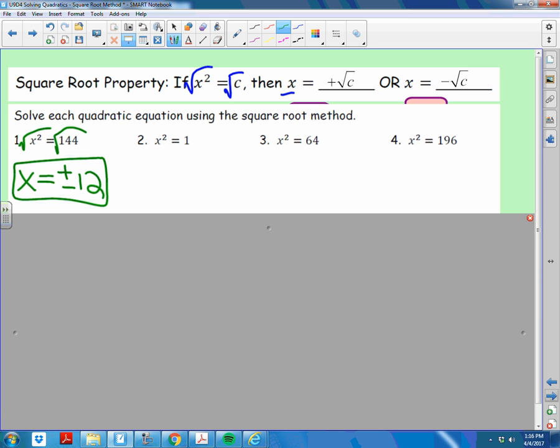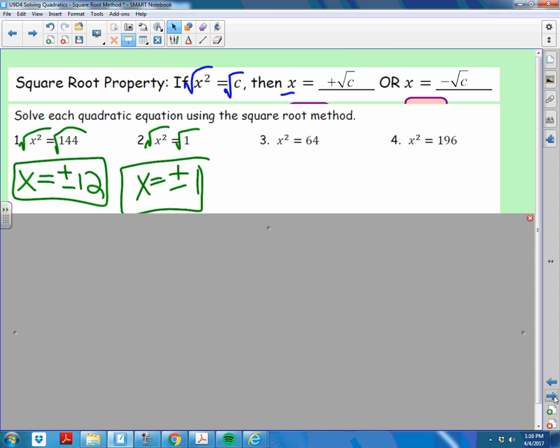Those are your answers. By the way, those are two numbers. Make sure we're clear. Those are two numbers. Positive 12 and negative 12. So again, on number 2, I square root both sides. X equals positive or negative 1. You do 3 and 4, please.